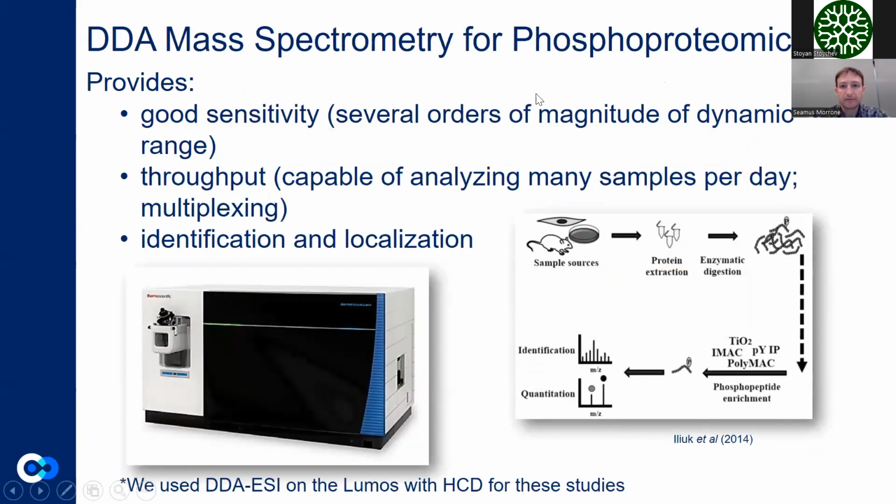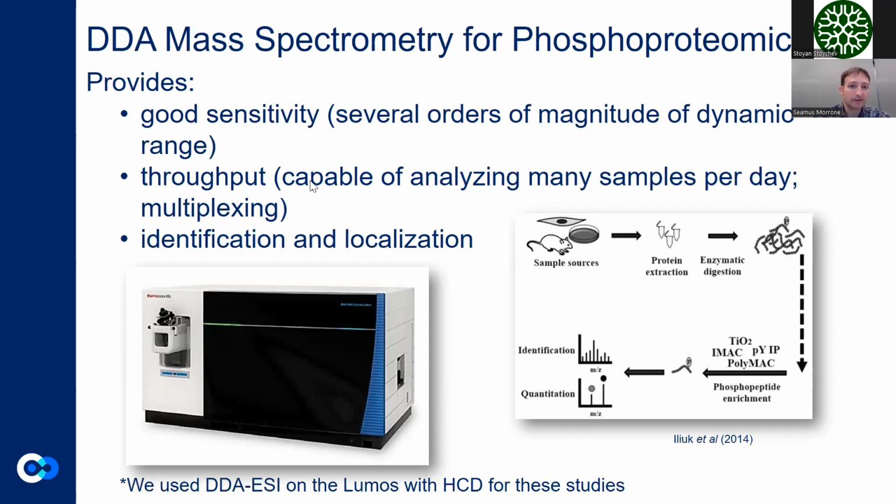Arguably, the gold standard for phosphoprotein identification is mass spectrometry, which in turn is a vast field. There's many different modes of acquisition, and I will be focusing exclusively in this talk on data-dependent acquisition, and specifically on the Orbitrap Lumos using electrospray ionization with HCD as the fragmentation mode. But yeah, there's a vast array of different mass spectrometry acquisitions.